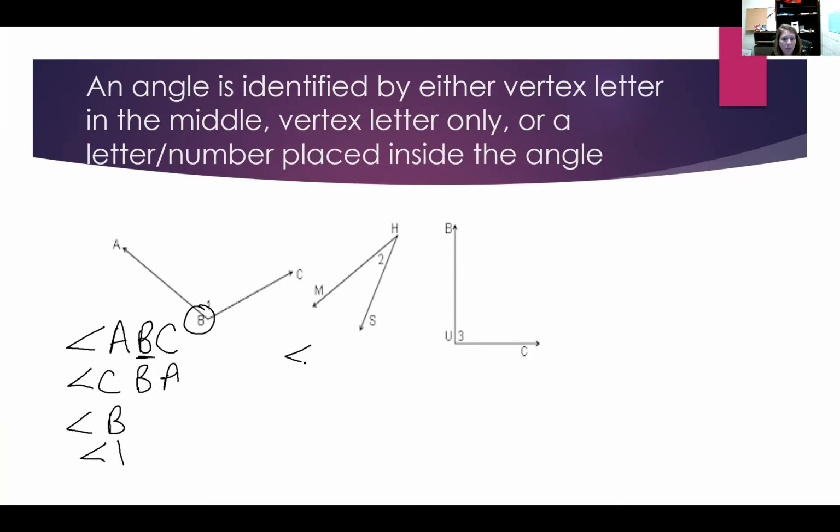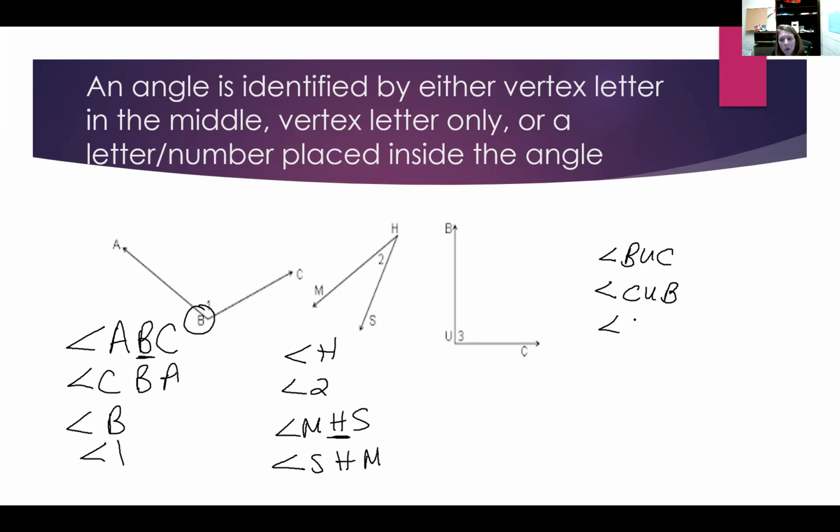So this one you can name as angle H, or angle 2, or angle MHS. Again, the vertex is in the middle, or angle SHM. Any of these would be acceptable for this angle. All right, and then this one you could call angle BUC, or angle CUB, or angle 3, or angle U.